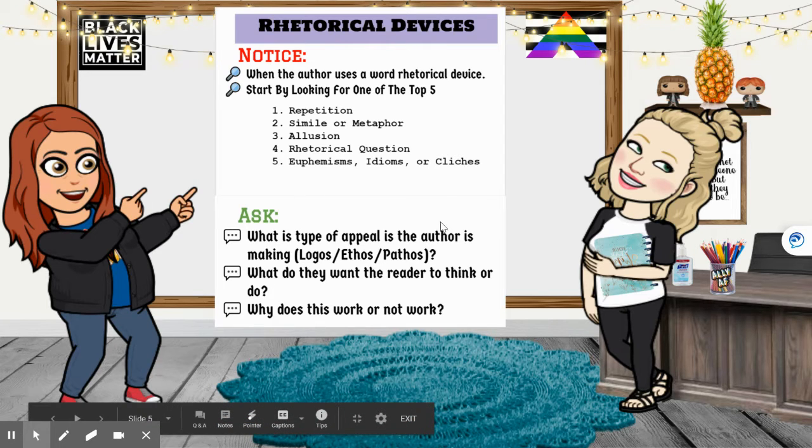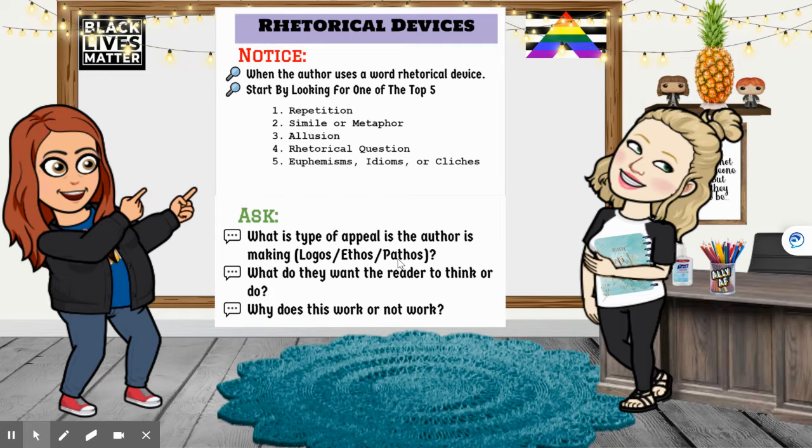All right. So once you've established whether this is a logical appeal to your understanding of the difference between right and wrong, or their knowledge on the topic, or an emotional appeal, then you need to start thinking about what they want the reader to think or do?